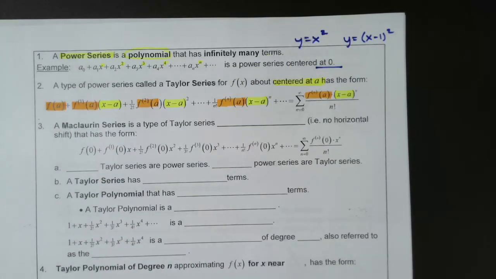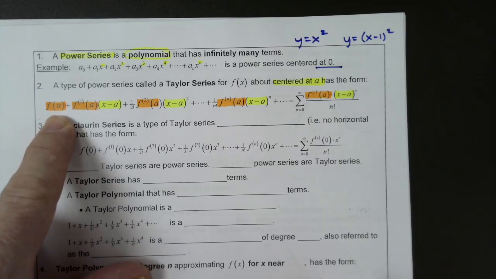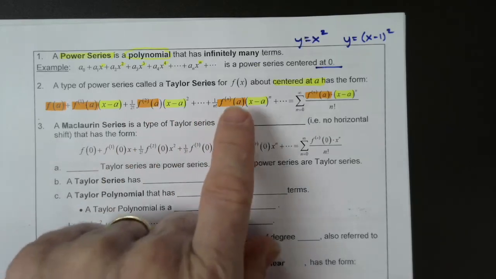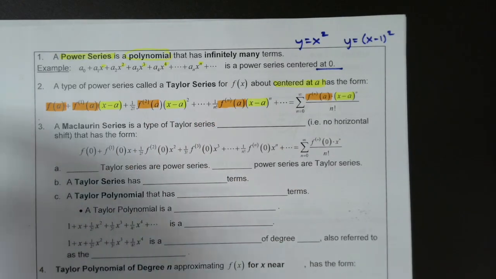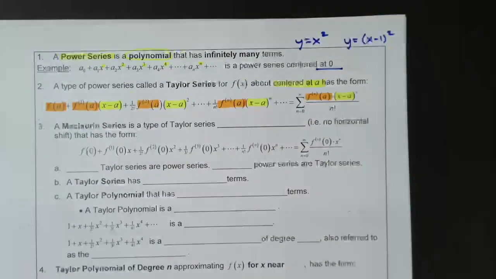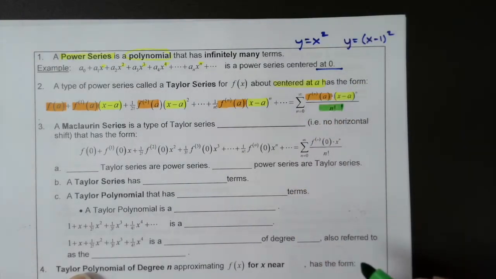It's the original function. You just evaluate the original function at a. Then you take the derivative of the function, evaluate it at a. The second derivative, the third derivative, the fourth derivative, the nth derivative. And then, just because of that pattern that we saw with our denominator, you'll see that the denominator is going to be n factorial. Okay?